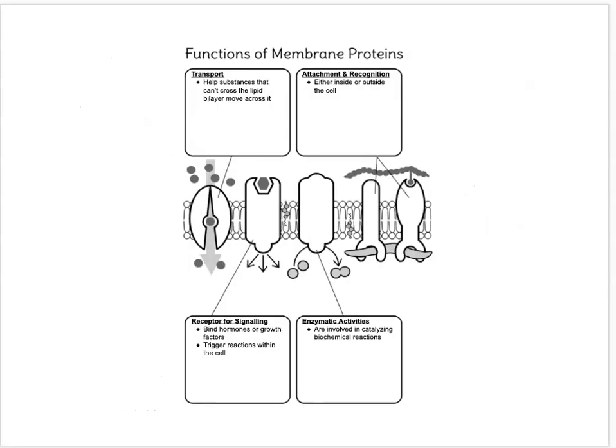So, as review, functions of membrane proteins include the role of transport, attachment and recognition, receptors for signaling, and enzymatic activities. As a reminder, a subsequent video will discuss in detail both active and passive transport as a function of membrane proteins.